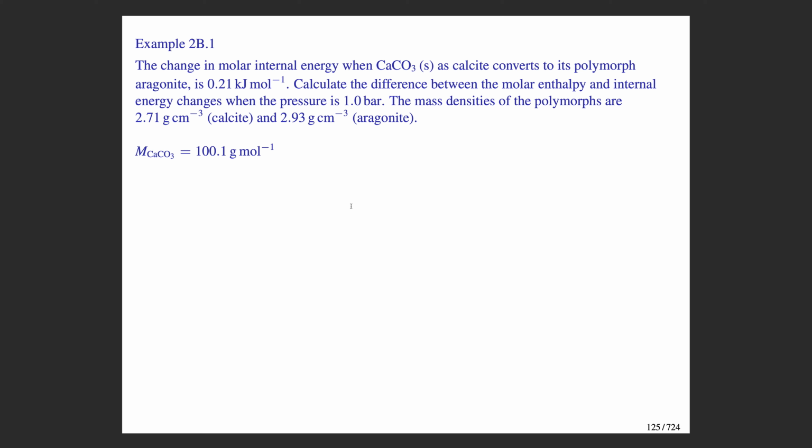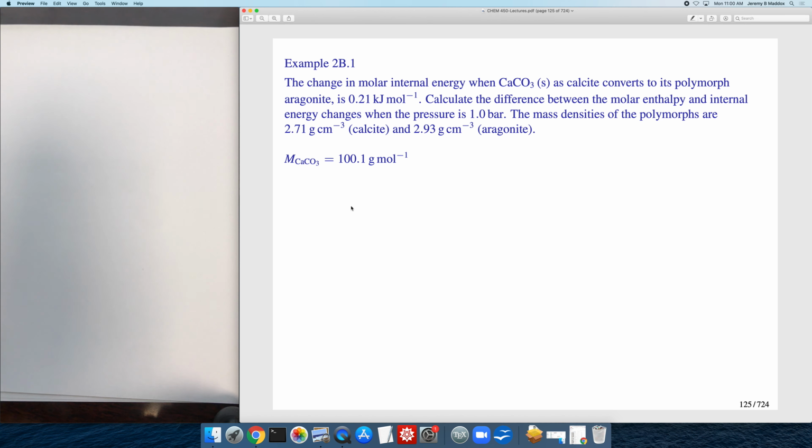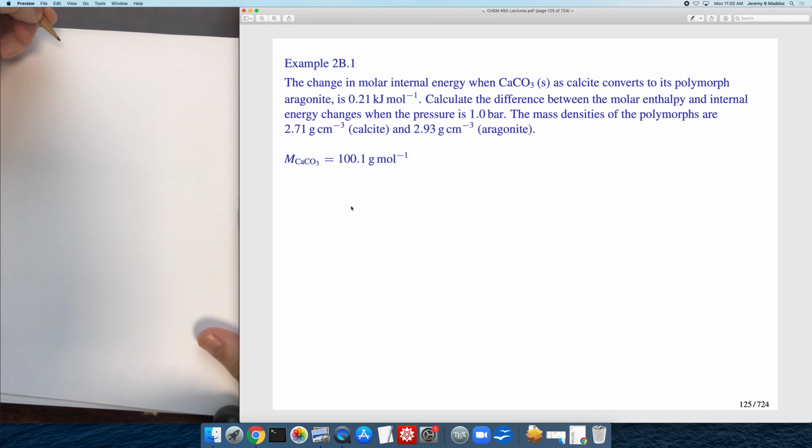Okay, so we're looking at a condensed phase problem. We're talking about calcium carbonate in the form of calcite that's being converted to a different solid, aragonite. Okay, and we're told that the change in the molar internal energy is 0.21 kilojoules per mole.